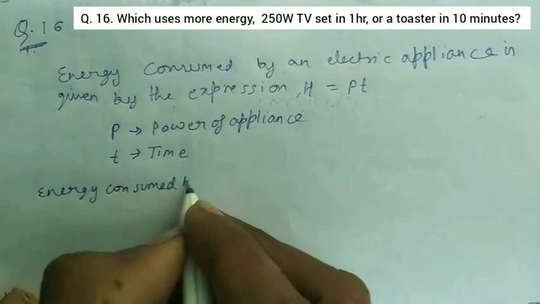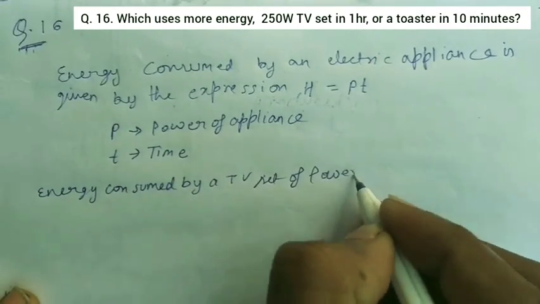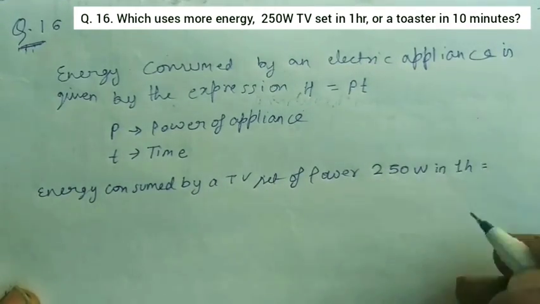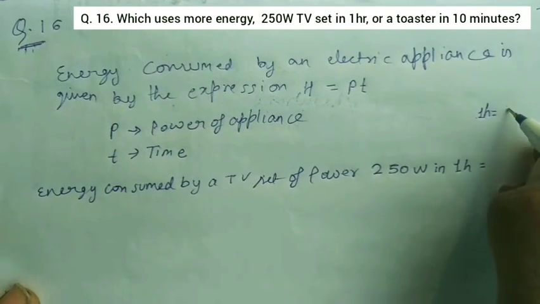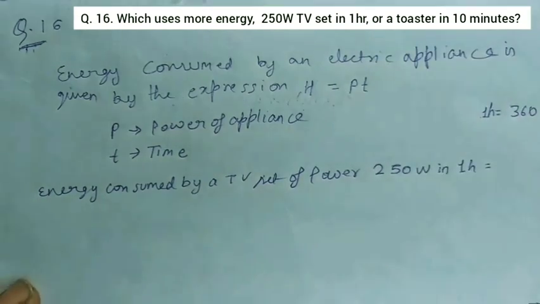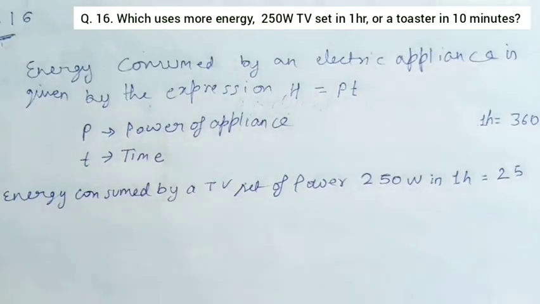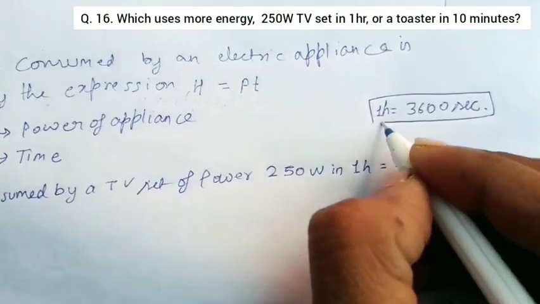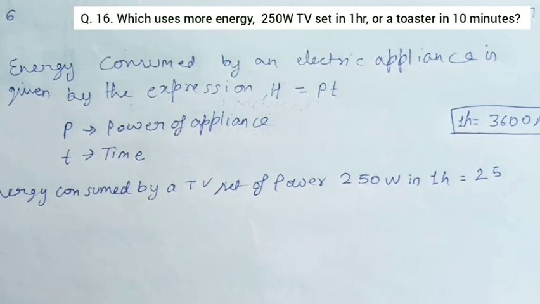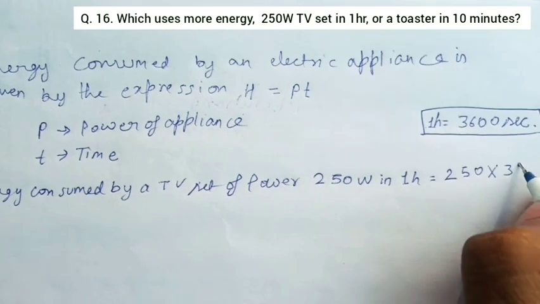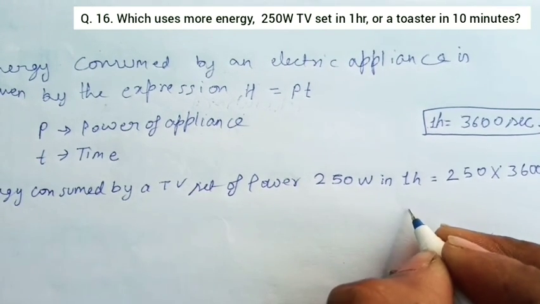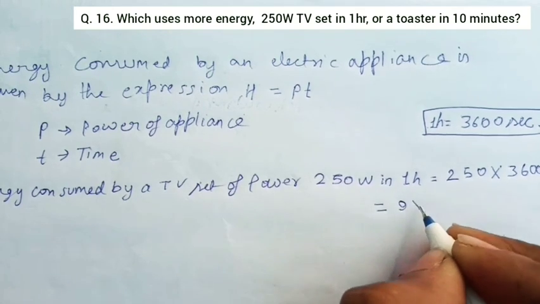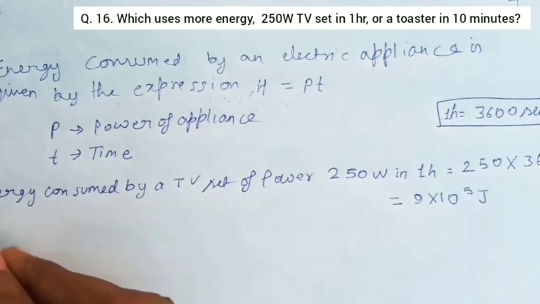Energy consumed by a TV set of power 250 watt in 1 hour. 1 hour is equal to 3600 seconds. Is equal to 250 into 3600 is equal to 9 into 10 to the power 5 joule.